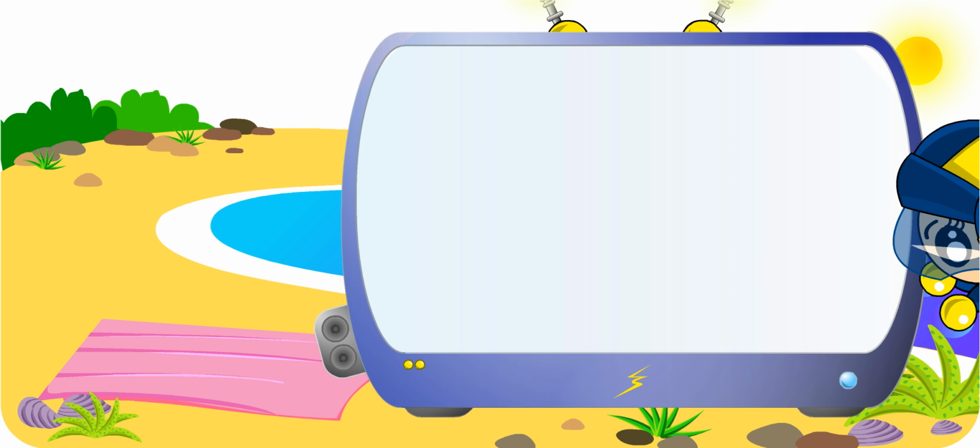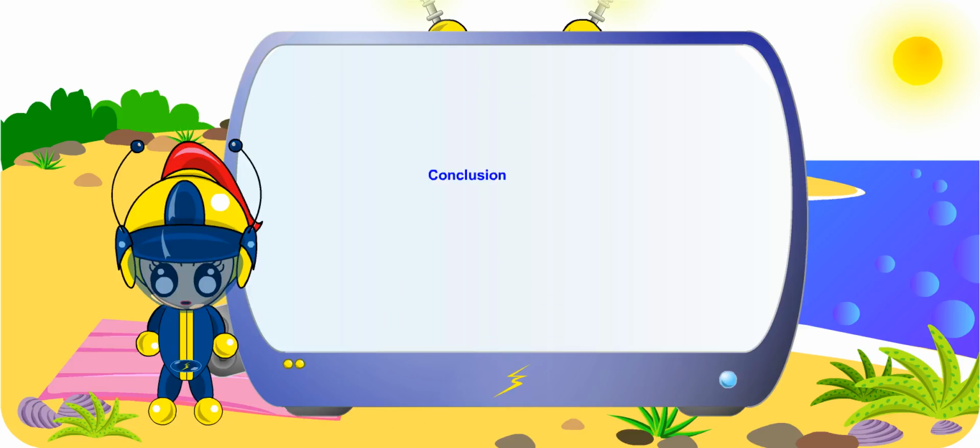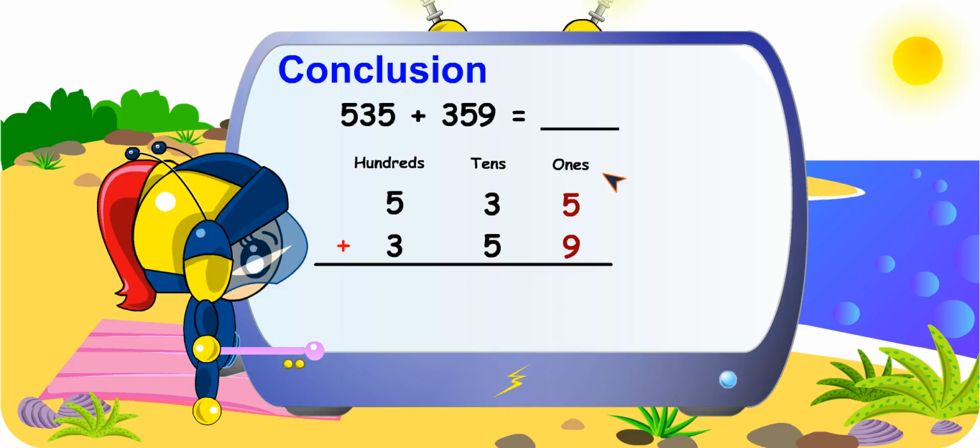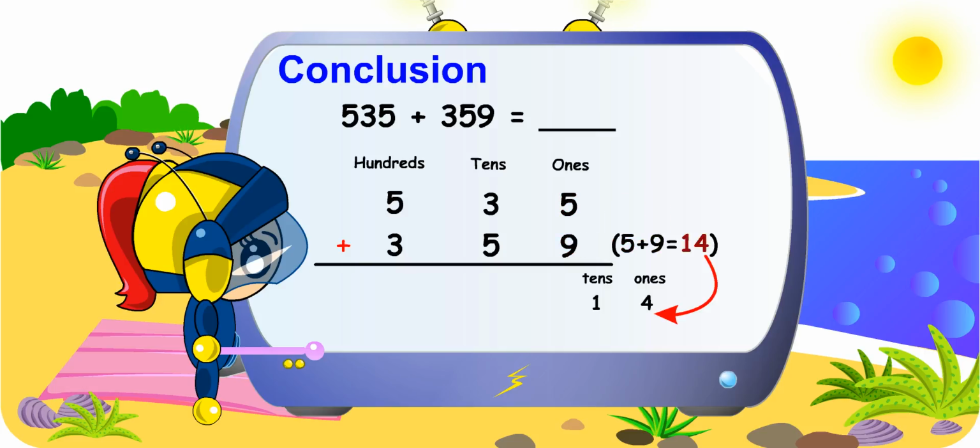What have you learned today, Turbo Girl? Whenever I do addition, I need to add the numbers in the ones place first, followed by the numbers in the tens place, and finally the hundreds place. On certain occasions, I need to do renaming. For example, in adding 535 to 359, I start off by adding the ones. 5 plus 9 is 14. 14 ones is equal to 1 ten and 4 ones.